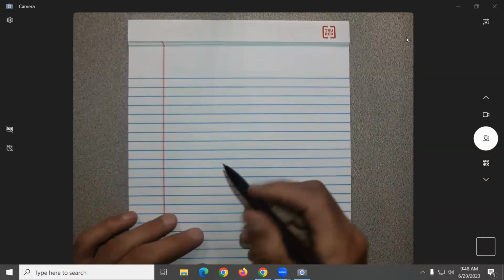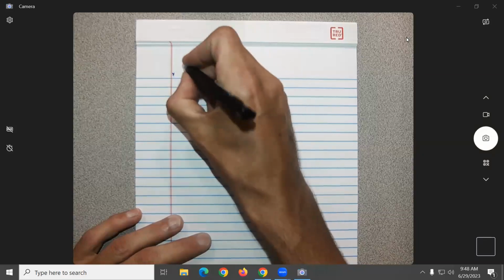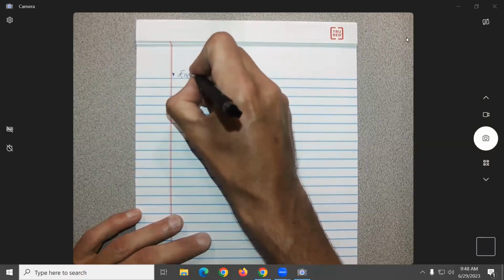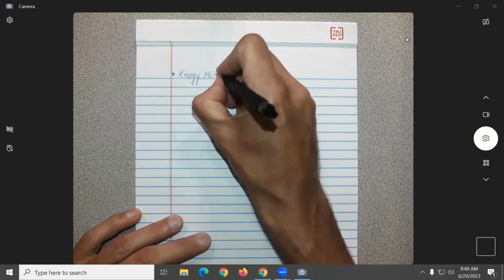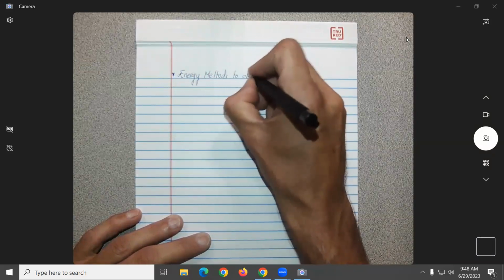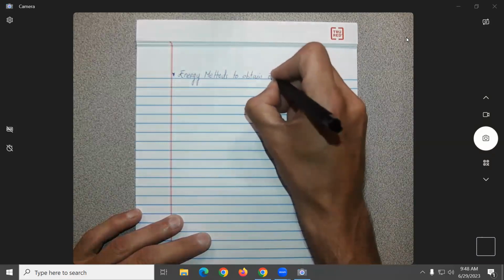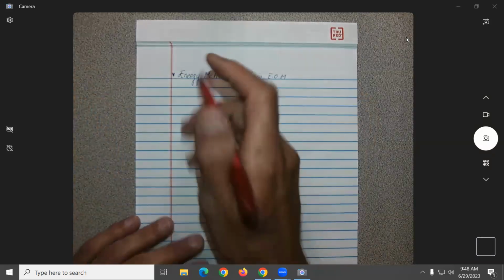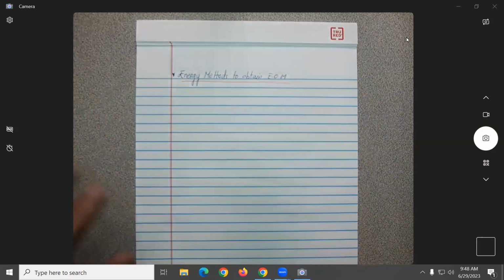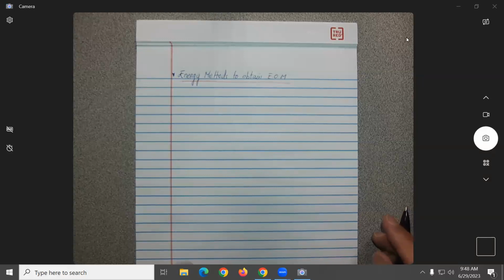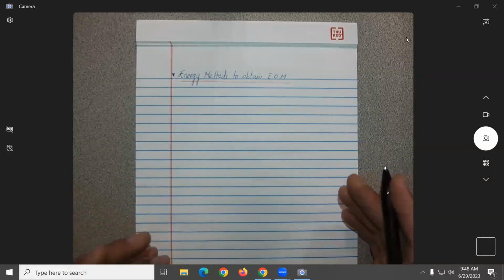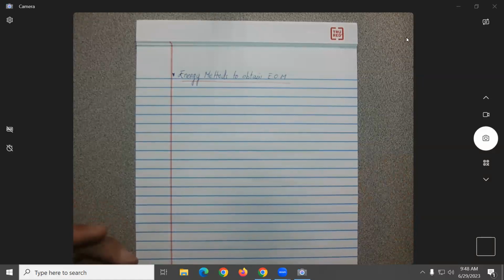And that is known as energy methods. Energy methods to obtain equations of motion. Generally the most popular name for this is the Lagrange equation, but I'm going to try to simplify it, and I'm also going to give you the Lagrange equation, because it's the most widely used.